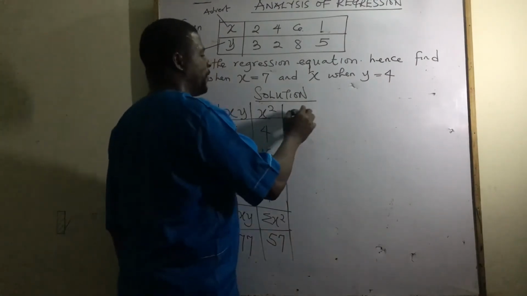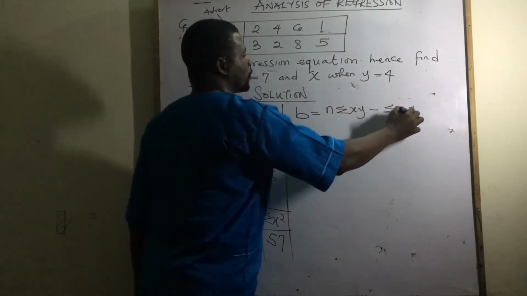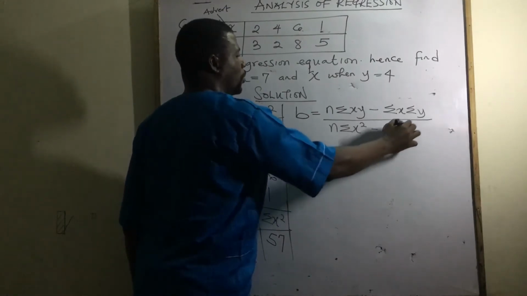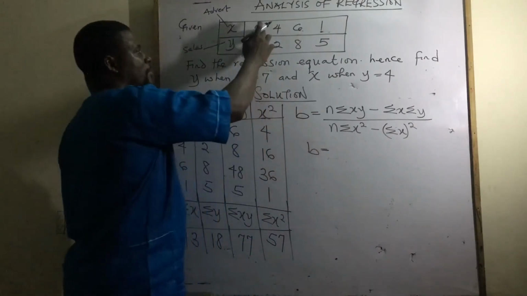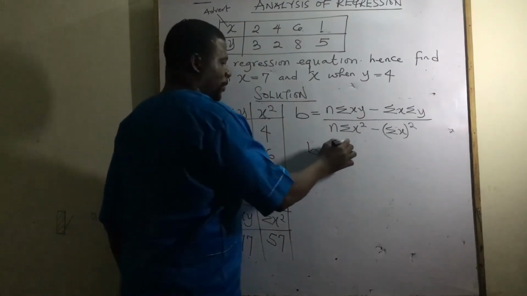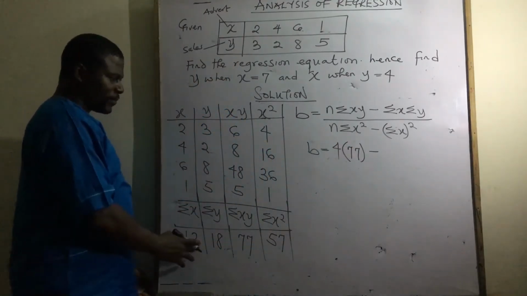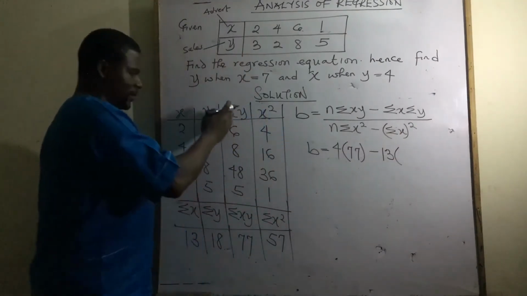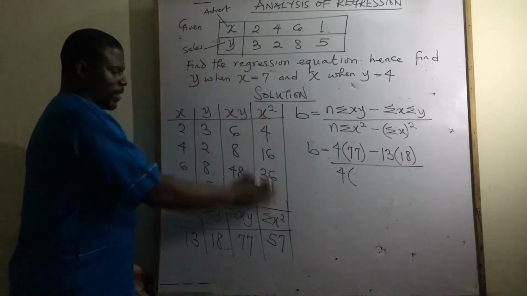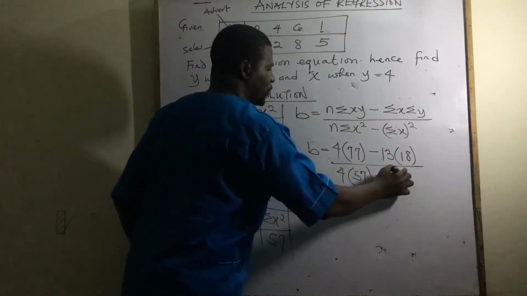With this now, let's get our b first. Our b is n summation xy minus summation x summation y over n summation x squared minus summation x all squared. So our b is going to be n. How many numbers am I given? 4 numbers. If you are given 7 numbers, your n will be 7. So summation xy, I can pick it from my table. What is it? 77 minus summation x 13, summation y 18 over n is 4, summation x squared, this is it, 57 minus summation x all squared, that's 13 squared.